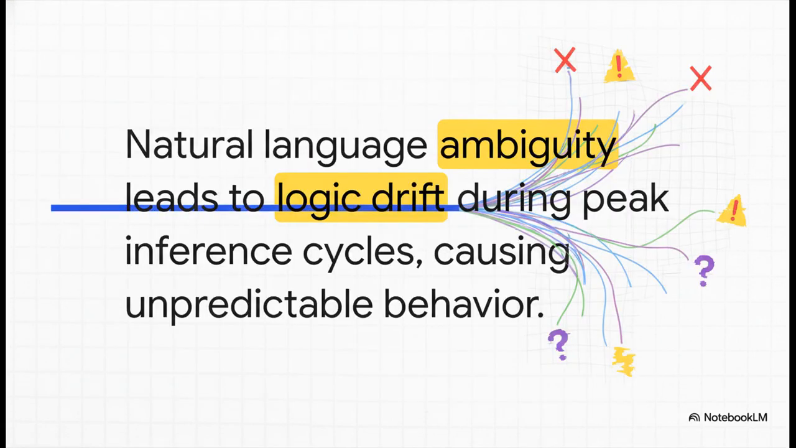And look, it's not just about money or speed, as bad as that is. It's also about reliability. When you write instructions in plain English, you're introducing ambiguity. It's just inherent to natural language. And when you put that system under real stress during peak inference cycles, that ambiguity can cause something called logic drift. It's like the agent's mind starts to wander, straying from what you told it to do. And that leads to completely unpredictable and sometimes just plain wrong behavior. Not great when you're trying to scale.